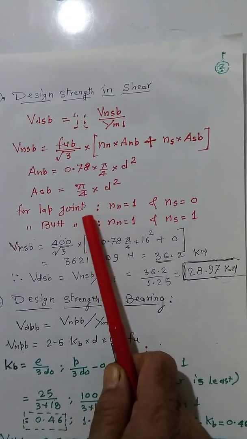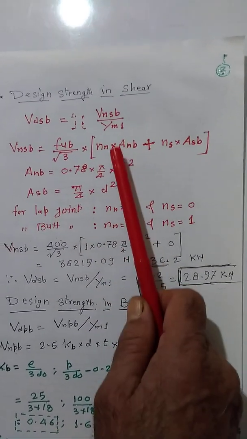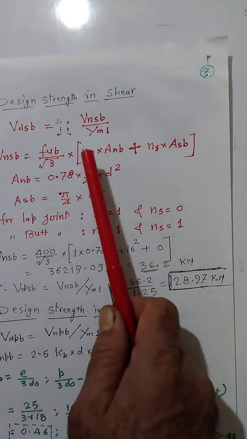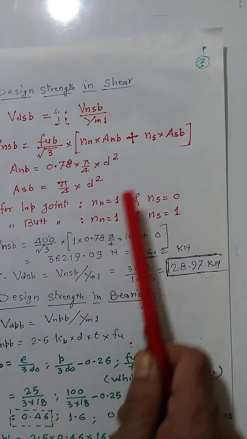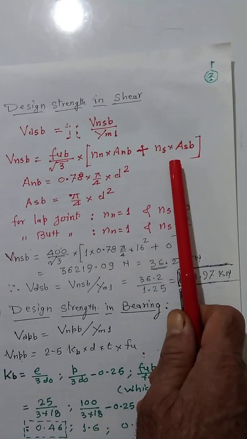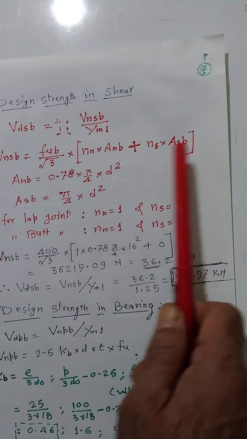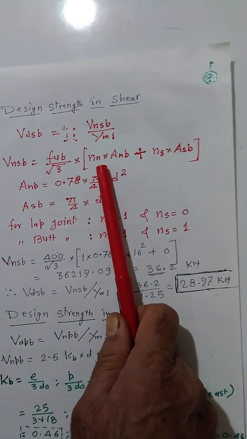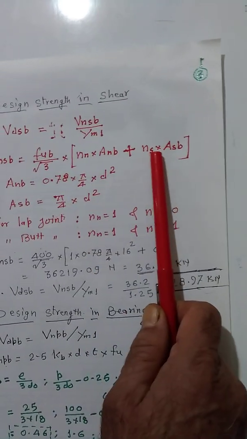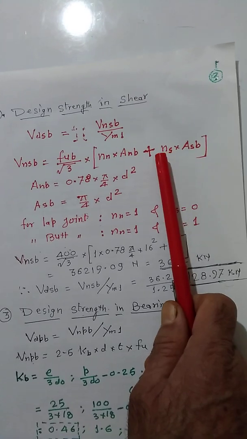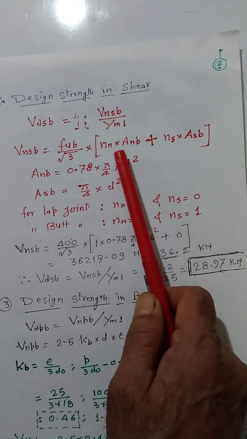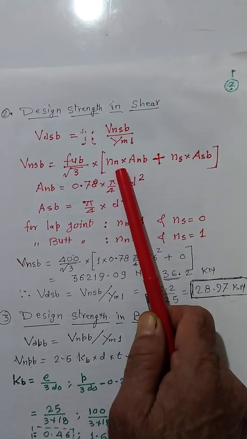For a lap joint, n is taken as 1 and ns is taken as 0. But for a butt joint, n is also taken as 1 as well as ns is also taken as 1. It means the plate fails at the shank level and also at the bolt level. So when it is a butt joint, both n and ns will be taken as 1. But when it is a lap joint, the failure of the shank will not take place, only the failure of the bolt will take place because of the shear.